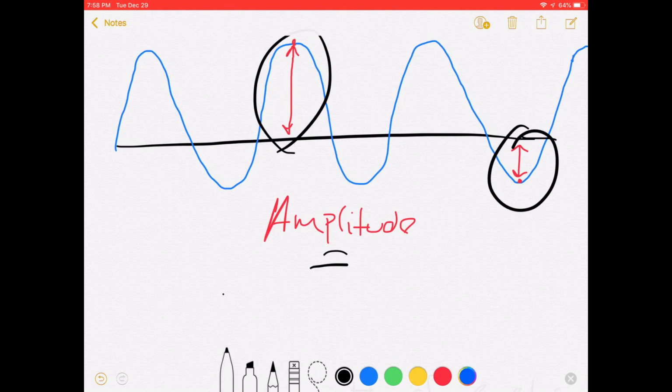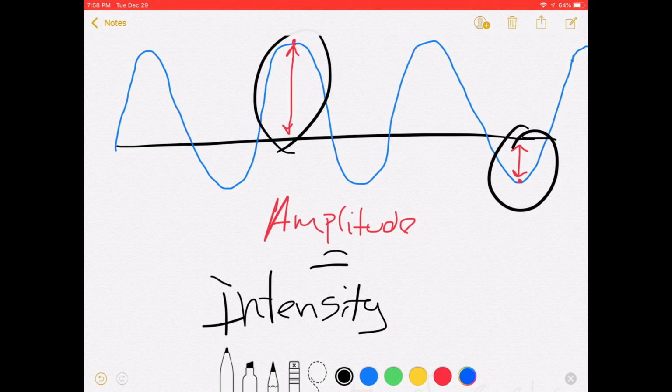Amplitude is often related to the intensity of a wave or the amount of energy a wave has.